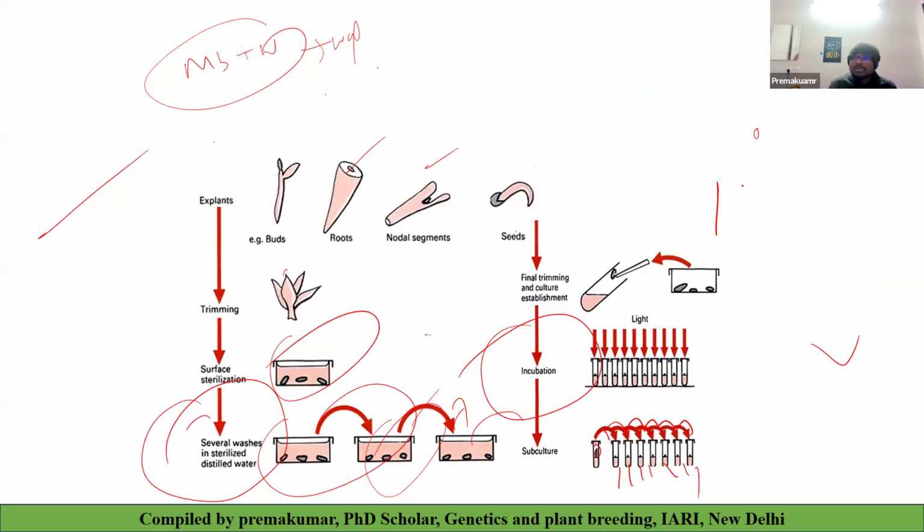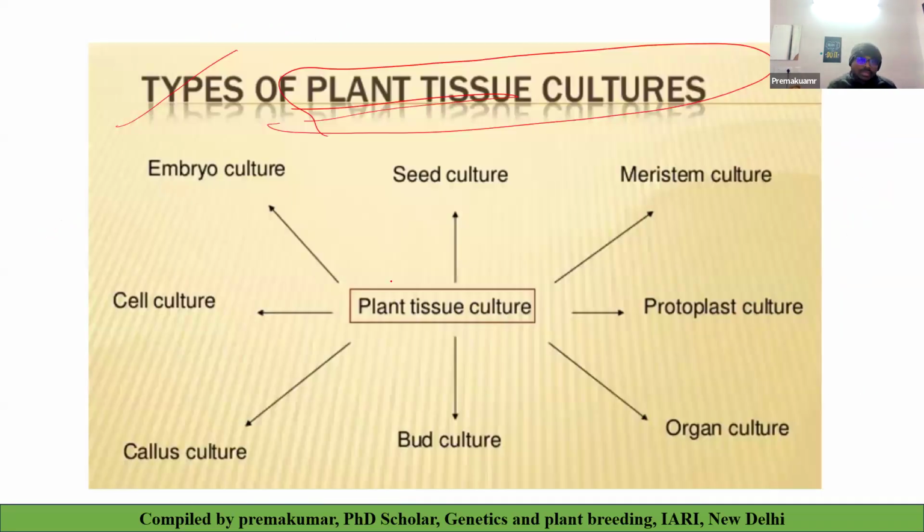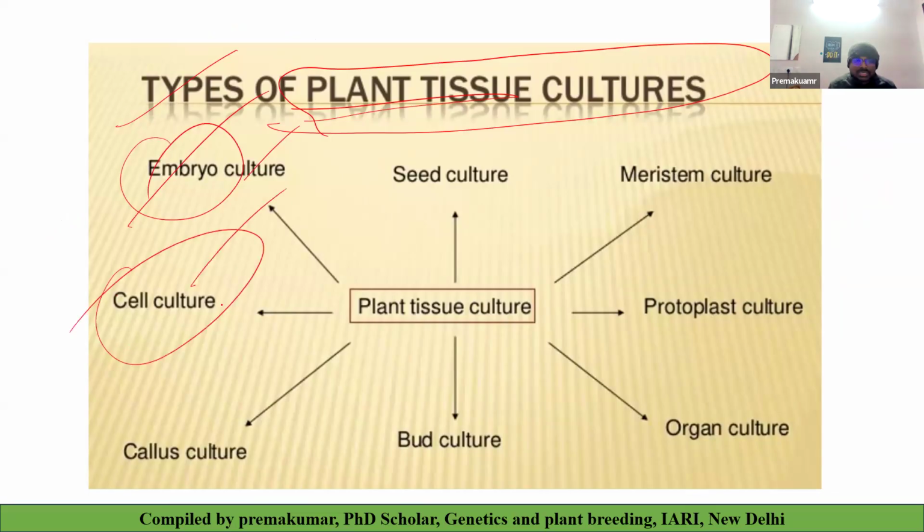Then you have to go for hardening. Then you have to establish in the field. This is the entire process of tissue culture. There are different forms of tissue culture. If you use embryo, it becomes embryo culture. If you use cells, it is cell culture.